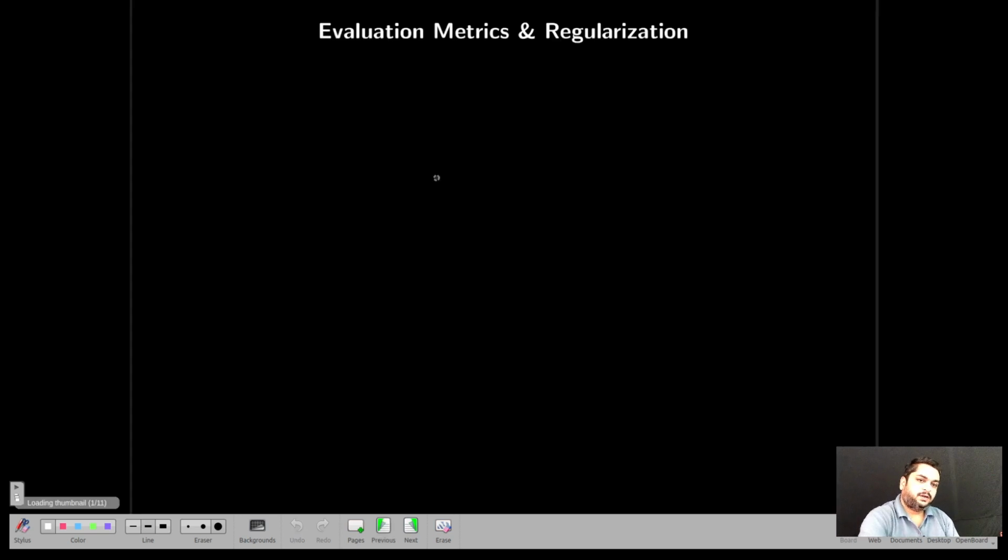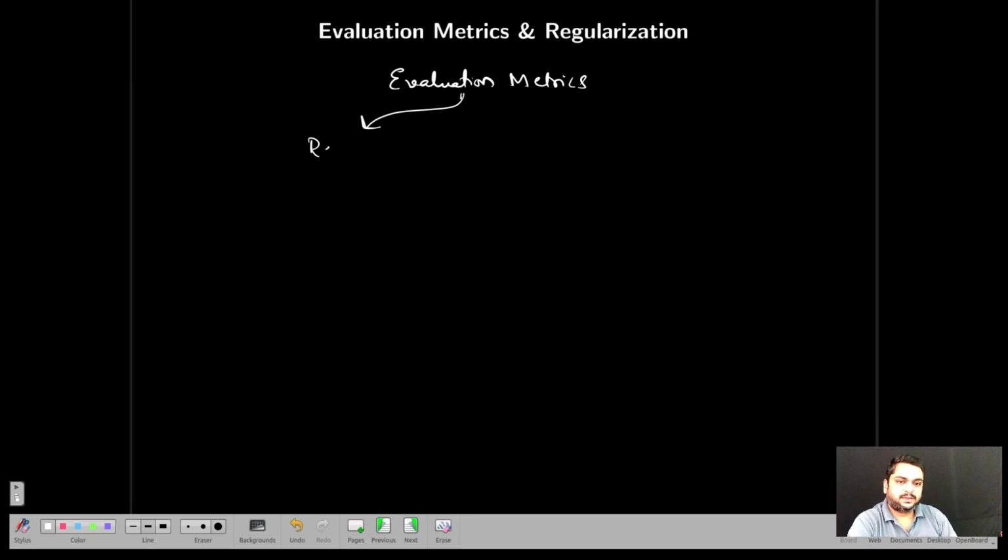Now, there are different evaluation metrics. You have already seen them. Evaluation metrics are the measures on which you will see the performance of your model. You can classify them as regression metrics and classification metrics. Basically, in supervised learning, we are doing two things: either regression or classification, or a model can do both. It can act as a regressor as well as a classifier.